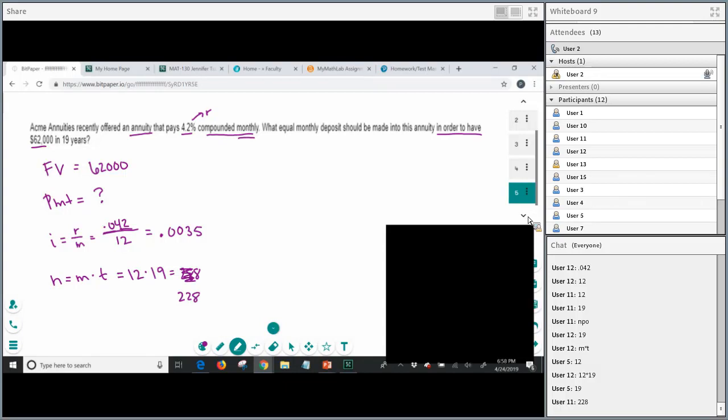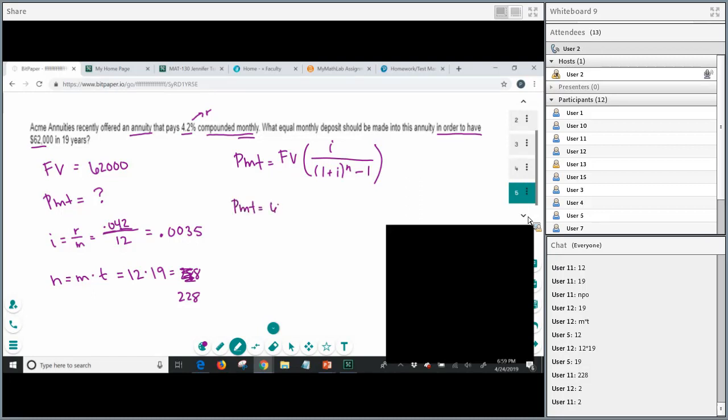Okay, so what we did not have here was the payment, right? So if you look at your formula sheet, which of the formulas in the future value section are we going to use? Number 1, number 2, or number 3? We want the second one, right? Because the second one is the one where the payment is solved for all by itself on the left-hand side. So payment equals future value times I over 1 plus I to the n minus 1.